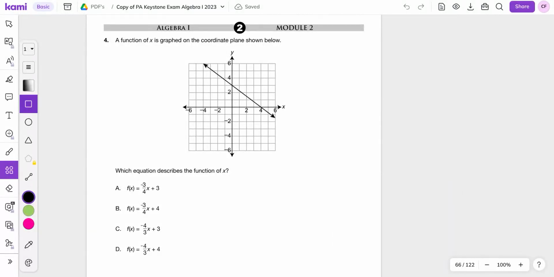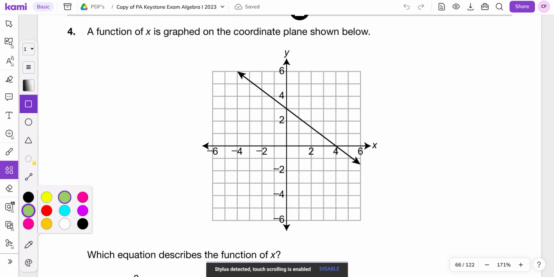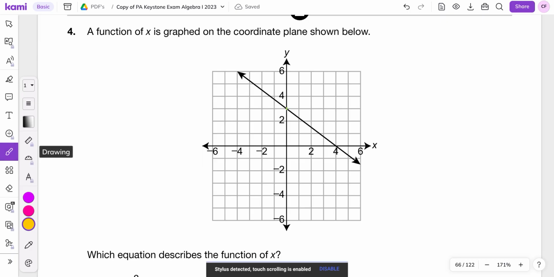A function of x is graphed on the coordinate plane shown below. Which equation describes the function of x? Here we want to find two parts of the equation. We want to find the y-intercept, where it crosses the y-axis right here.